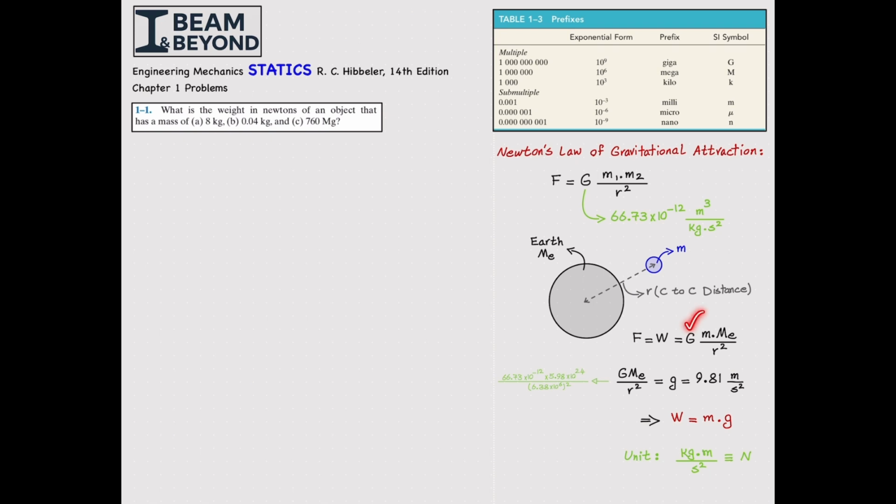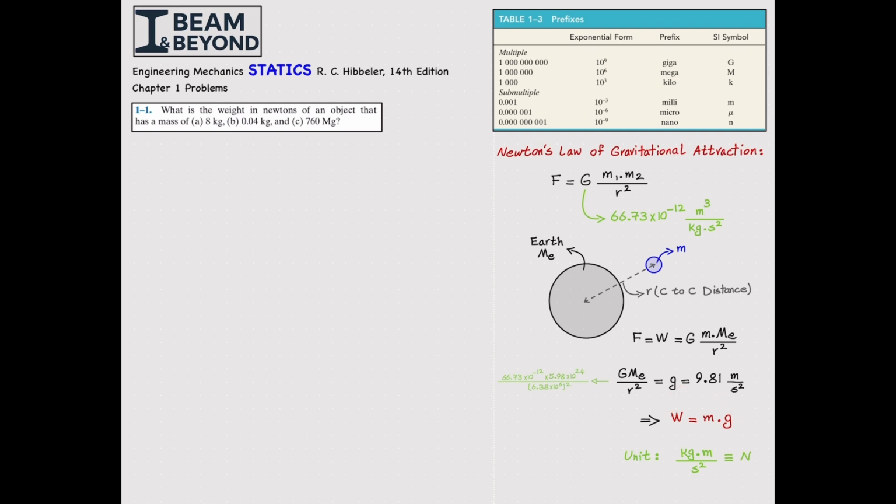As we know, G, ME, and R are all constant. So we can call this g, which is the acceleration due to gravity, and it equals 9.81 meters per second squared. I'm showing here how we get that 9.81. Based on all this information, we get weight equals mass times gravitational acceleration.